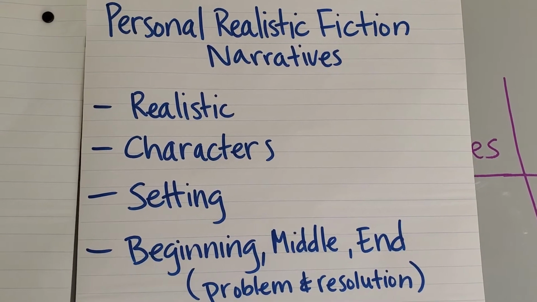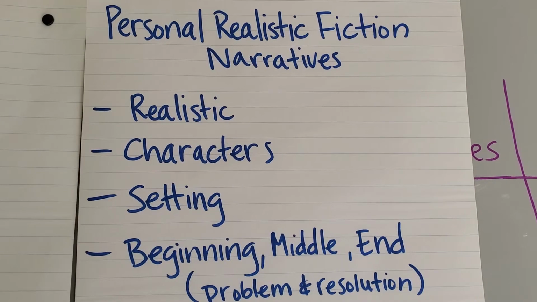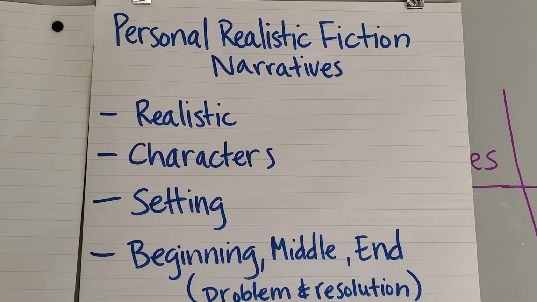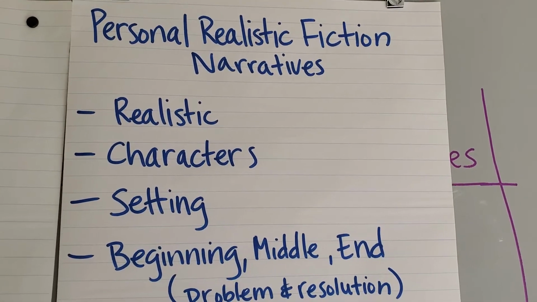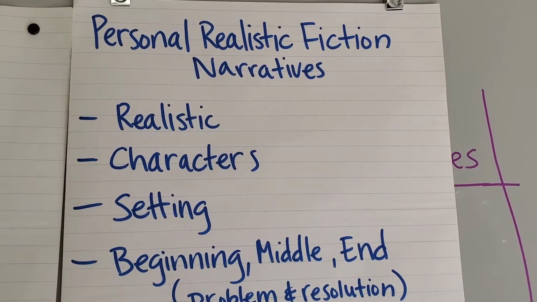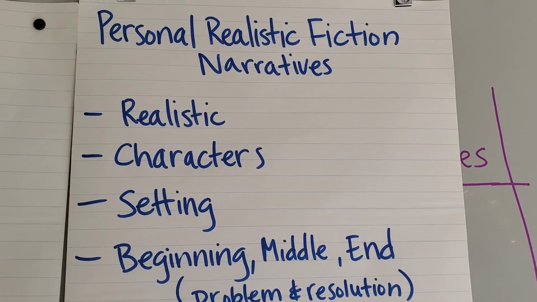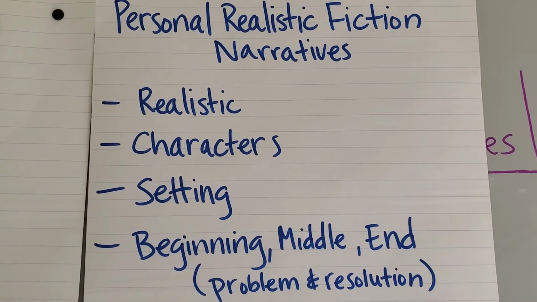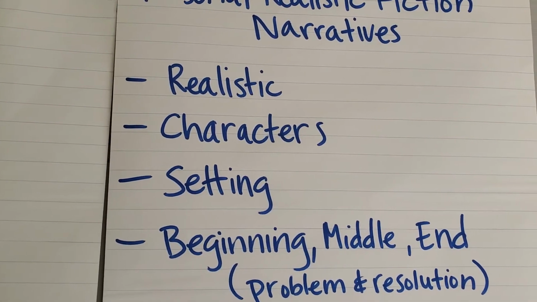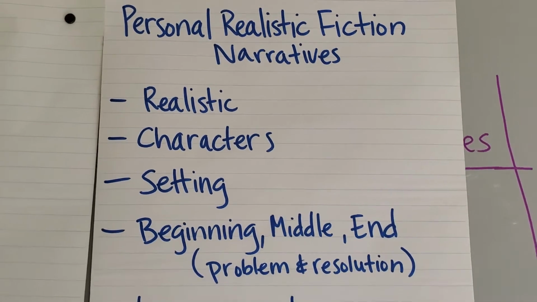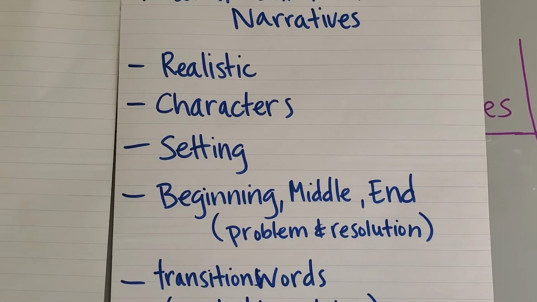Fiction just means that it's made up. It's not factual. The goal is not to teach your reader anything factual. The idea is that you're going to tell a story that's entertaining. So the goal is to make sure that your narrative has realistic characters, setting, and plot.